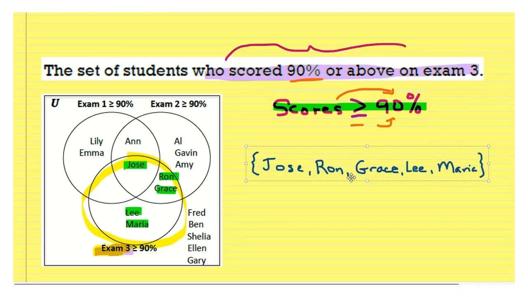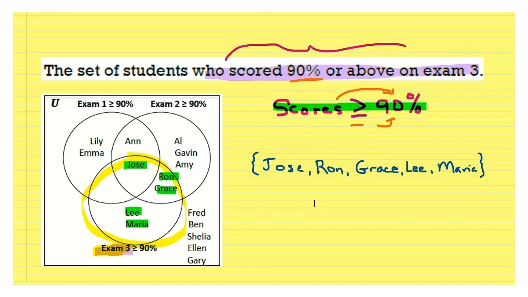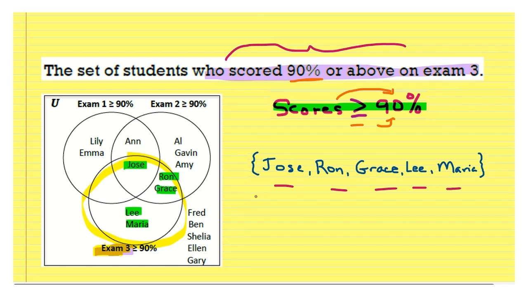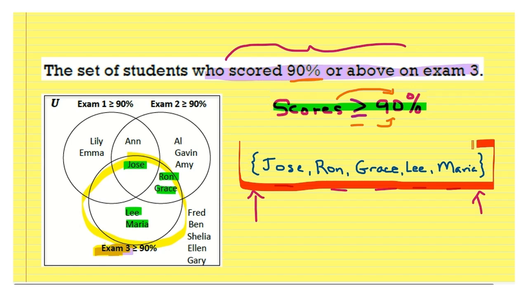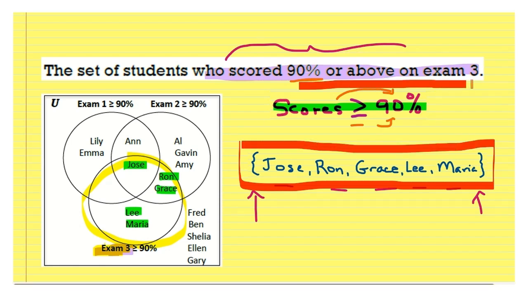And when they say we want it written in roster form, roster is just a list. So here we have a list of names. And when we have a roster or a list of names, we will always put our list inside of braces. So that is how we are going to list our roster that represents the set of students who made 90% or above on exam three.